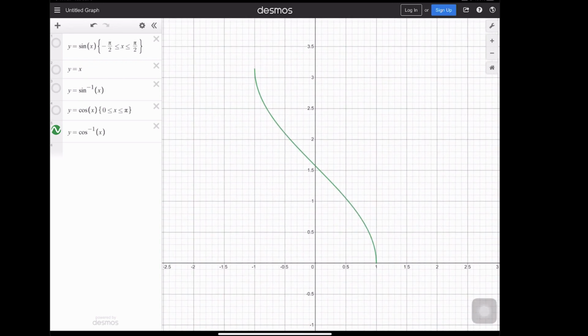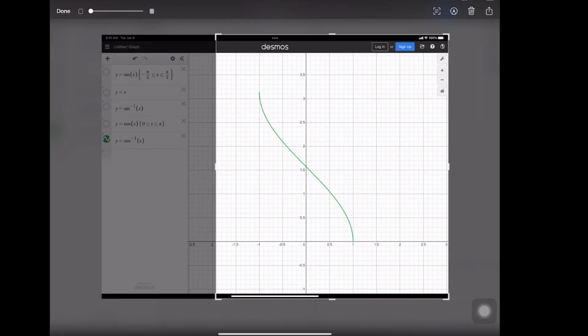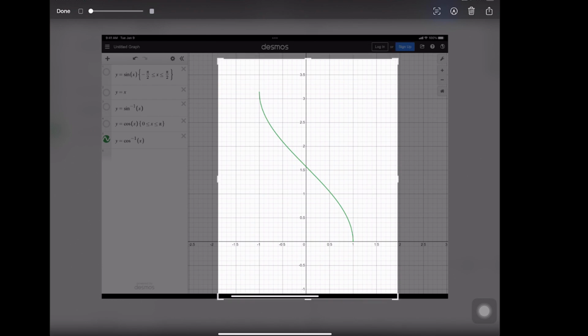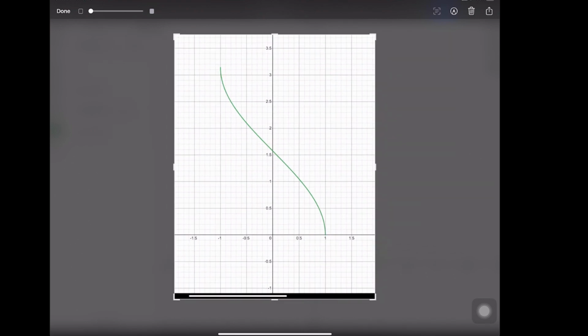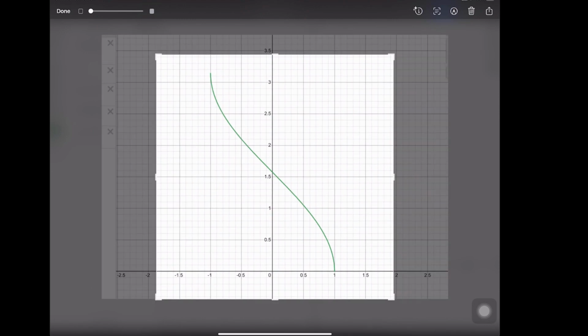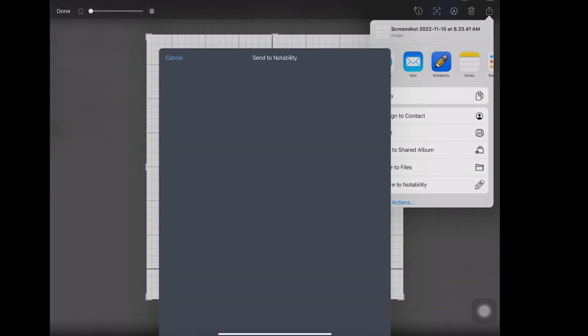And we'll just bring this into Desmos. We're going to talk about what quadrants it's in now. It's a different situation.